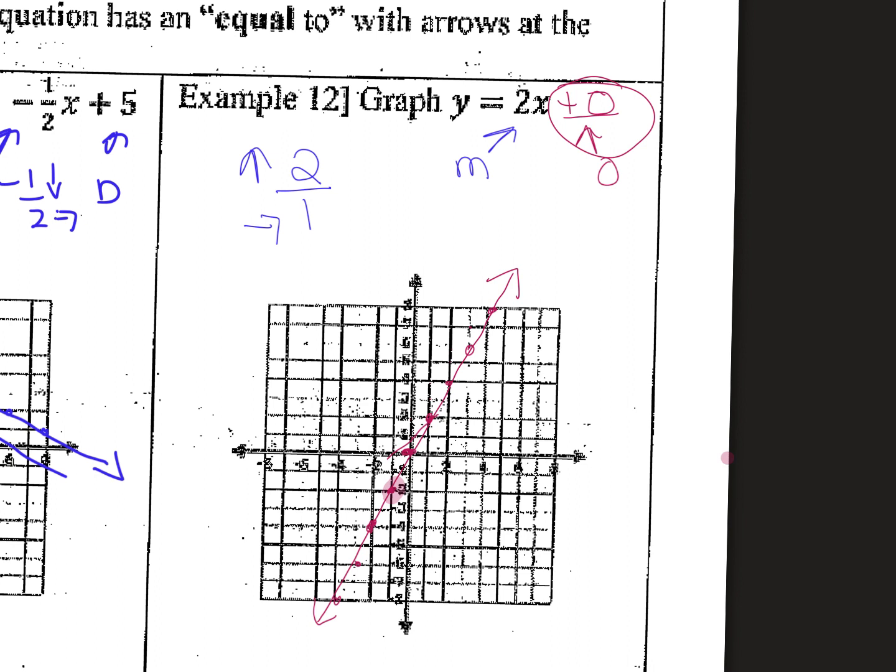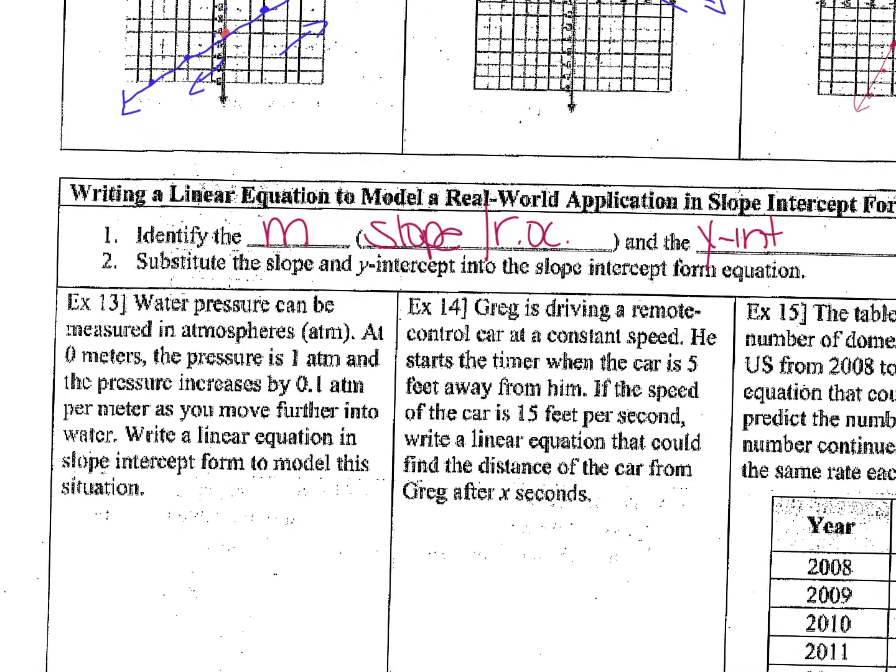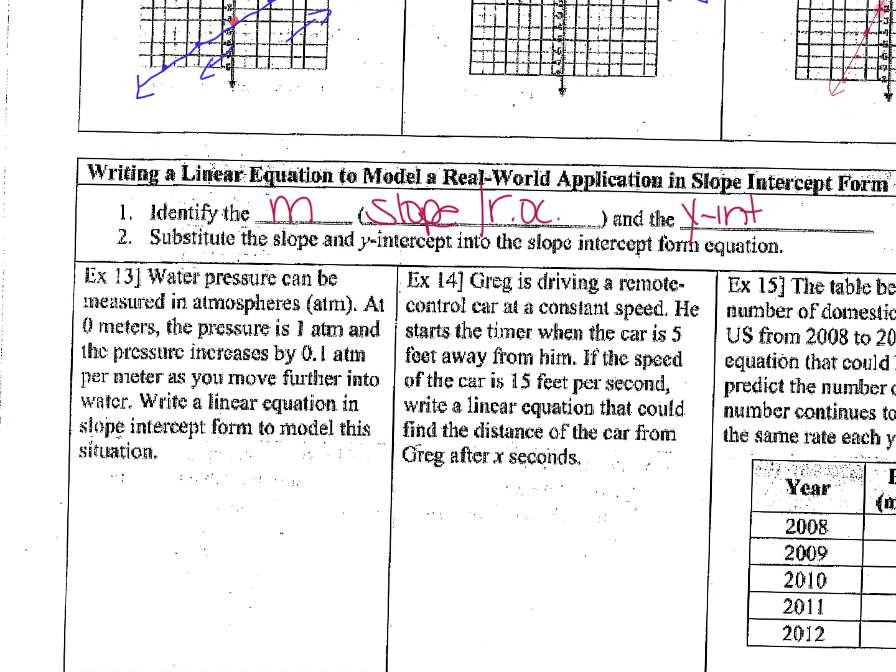Okay, hopefully that was a great refresher on graphing in slope-intercept form. So now let's take a look at writing linear equations in a real-world application. Yes, your favorite word problems. So remember, keywords for slope in word problems: per, each, every. Those are all words that trigger us to know that slope is coming, whereas y-intercept: beginning, initial, start. Those are all y-intercept. So let's take a look at number 13.